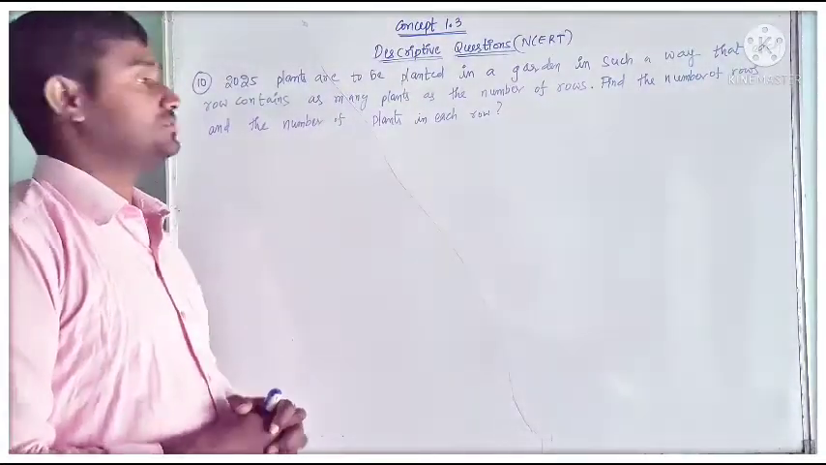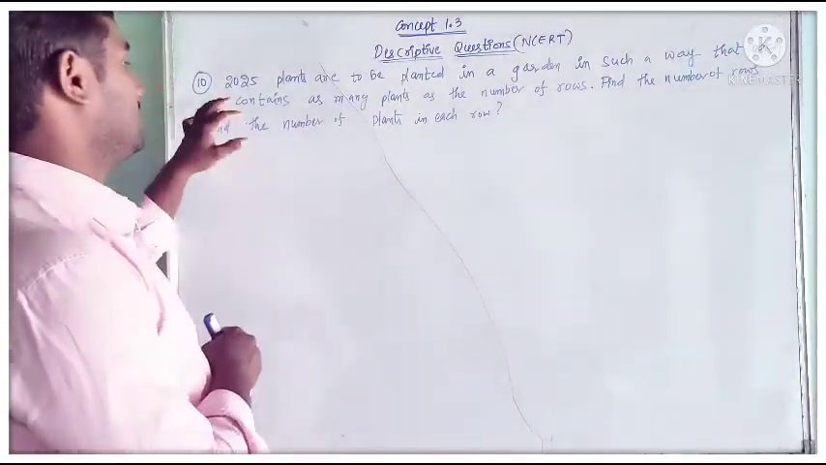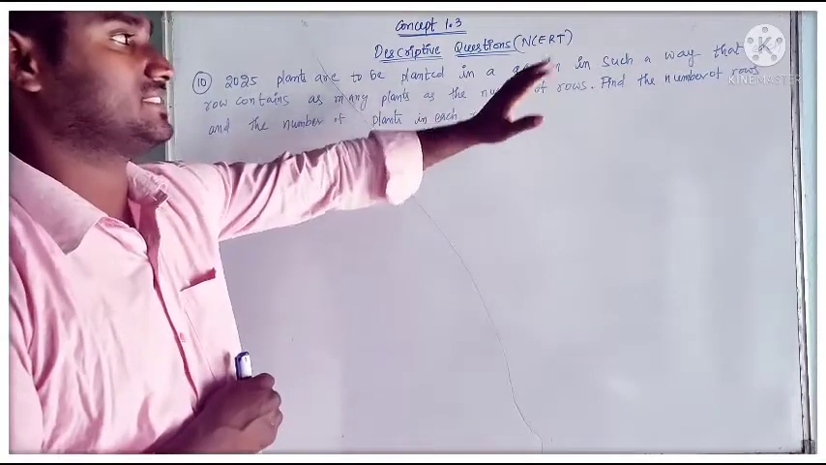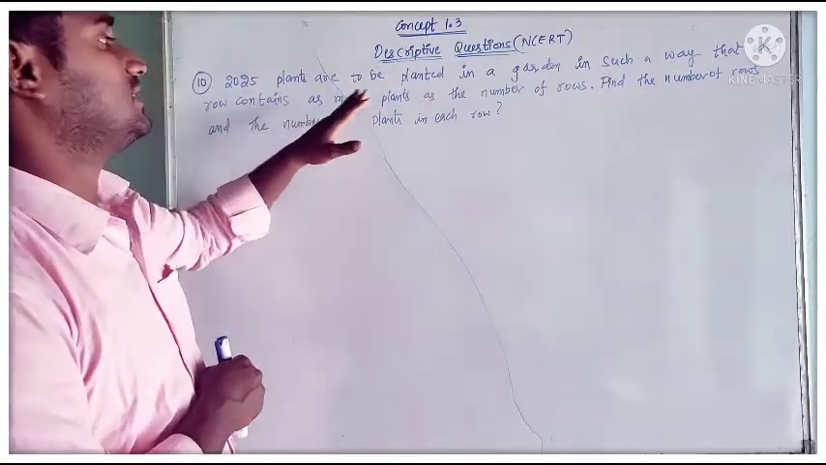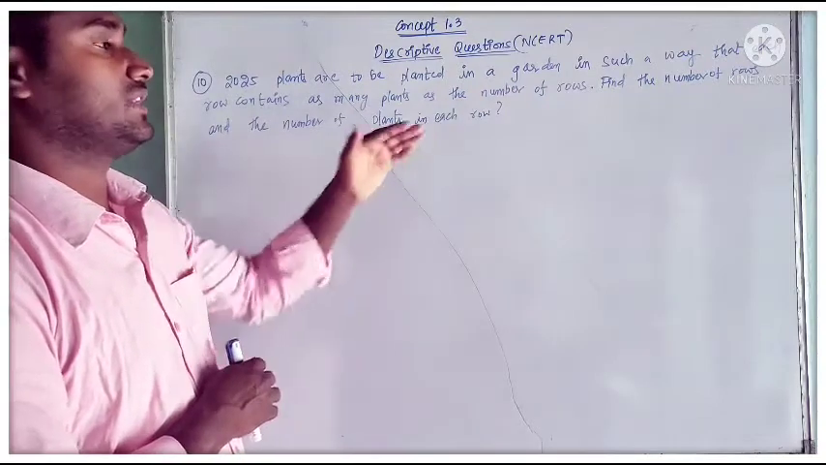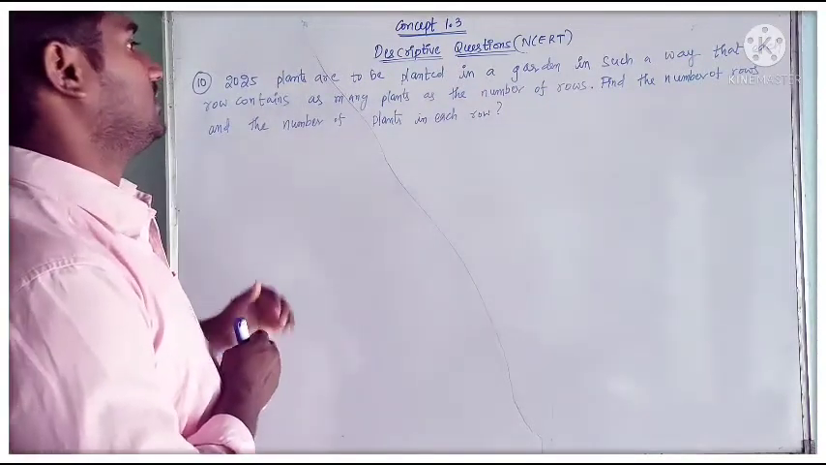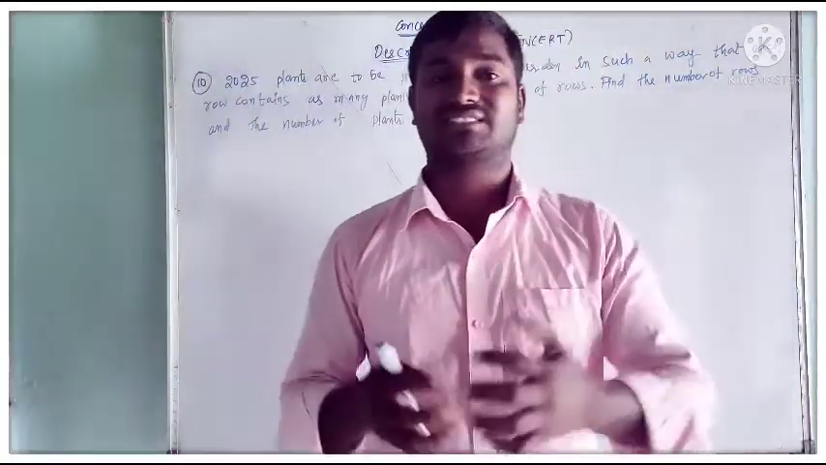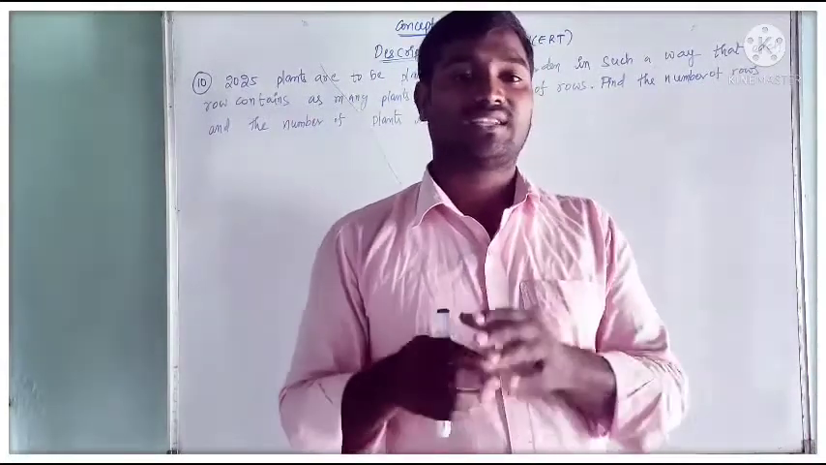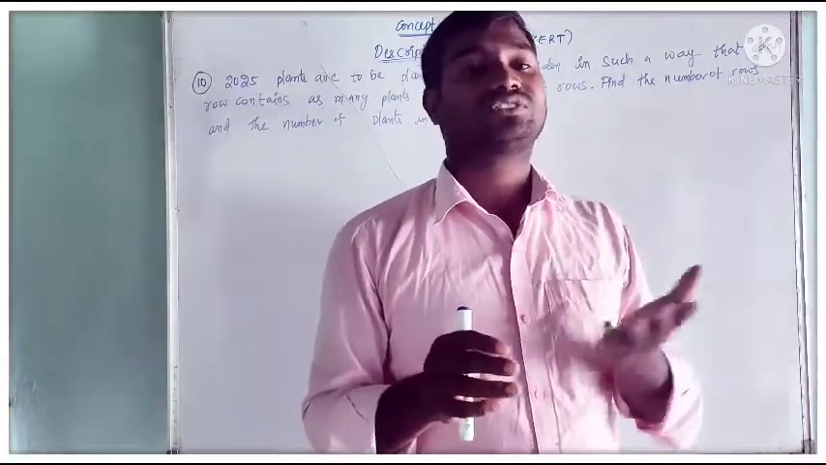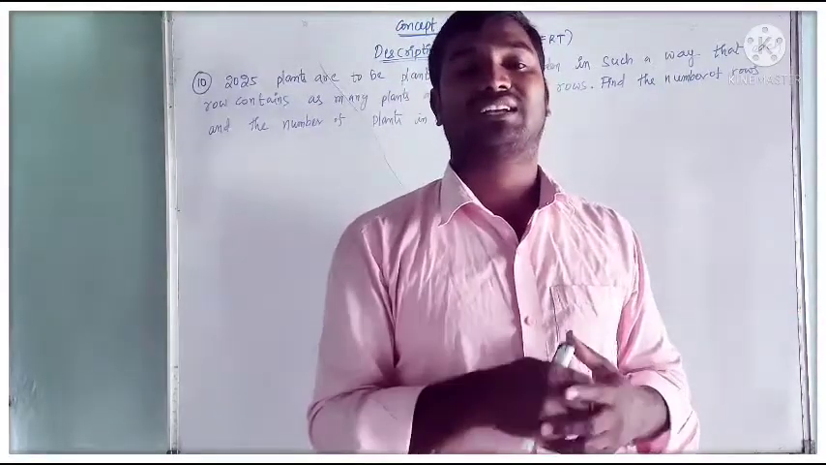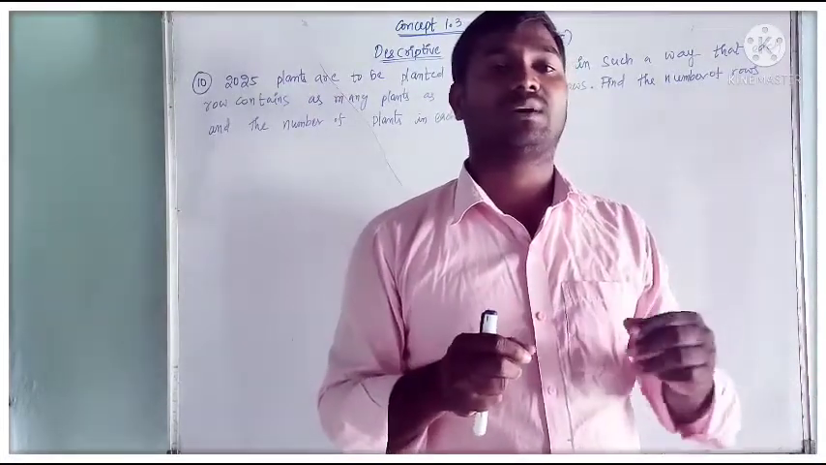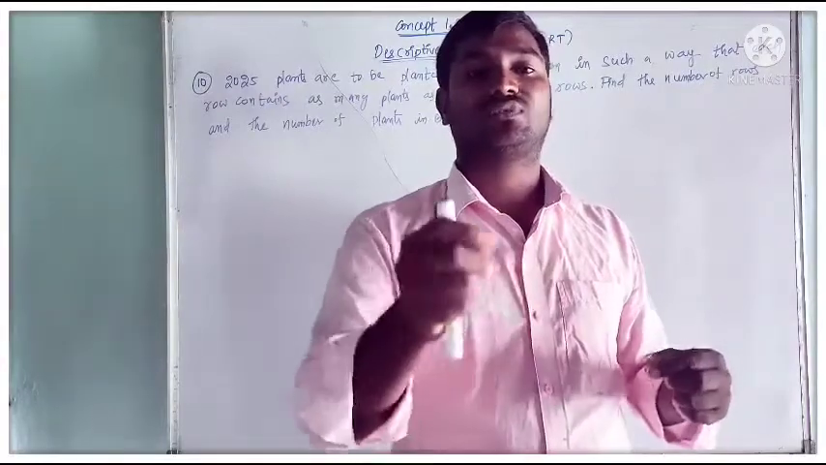Now I am going to discuss with you the 10th question. The 10th question they have given to us is: 2025 plants are to be planted in a garden in such a way that each row contains as many plants as the number of rows. Find the number of rows and the number of plants in each row. Suppose in a classroom there are 5 rows, and in each row 6 members are there. So for the total strength of the class, what do we have to do? The number of rows into the number of students in each row. So 6 into 5, we will get 30.